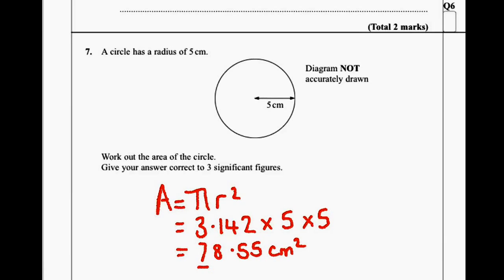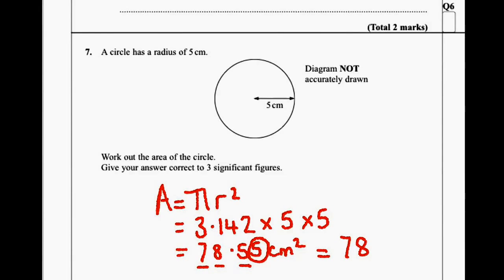But it does ask for my answer correct to 3 significant figures. So that's my first significant figure, second significant figure, third significant figure. It's either 78.5 or it's 78.6. I look at this digit to tell me whether I'm going to round it up to 78.6 or down to 78.5. Because it's a 5 or above, it means I round it up. So it's 78.6 centimetre squared to 3 significant figures.